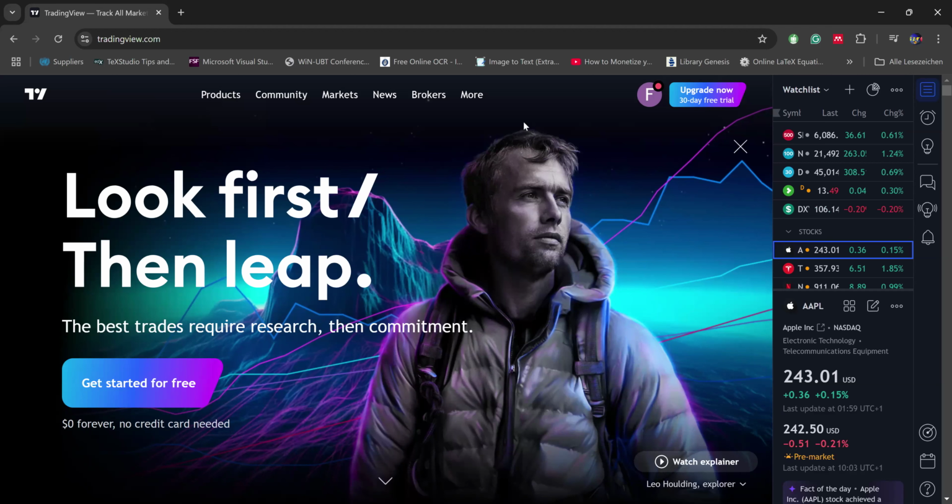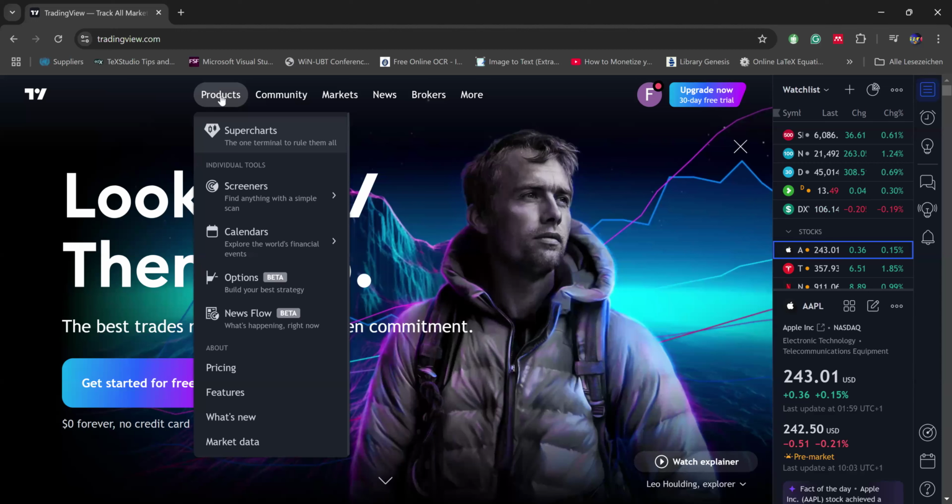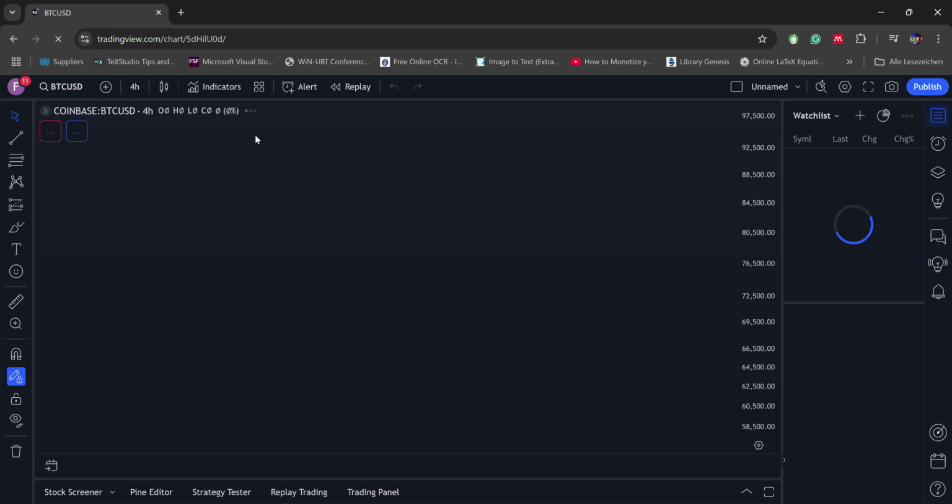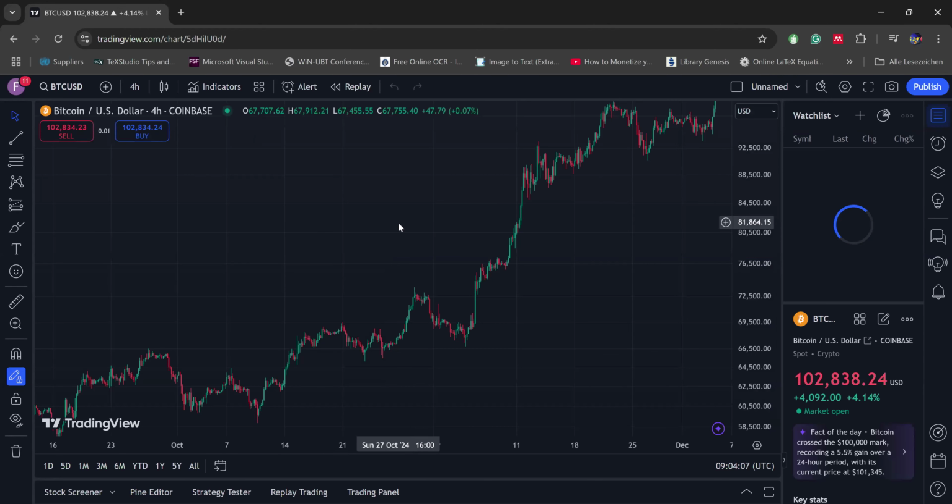Now let's go to the products menu. That's where you see the Supercharts. In the Supercharts, we'll see a chart where we can find out how the euro is faring against the US dollar, how the US dollar is faring against gold, etc. So I'll show you an example. Let's start with how gold is faring against the US dollar.